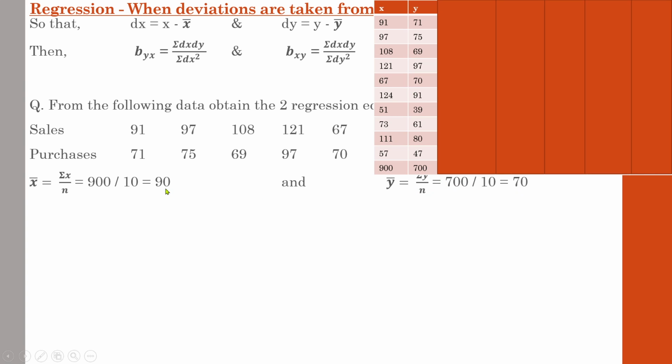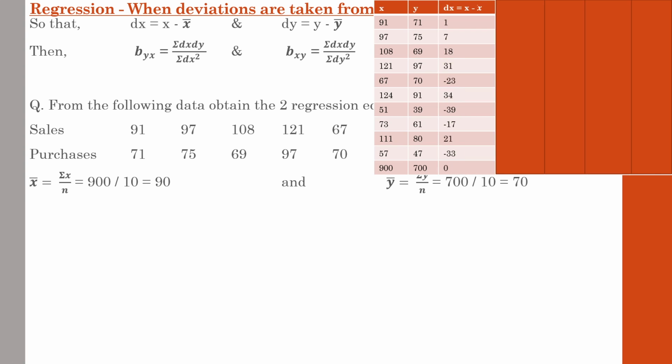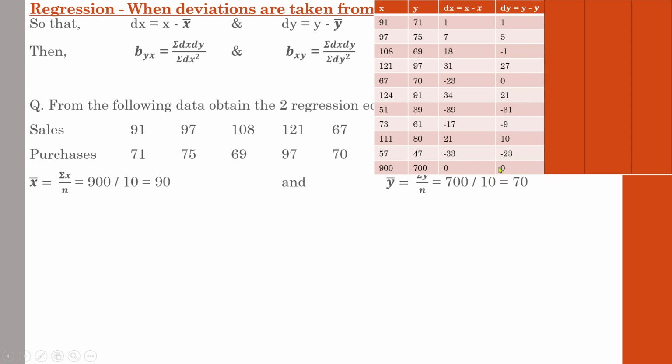Once you have found the means of x as well as y, next you need to find dx. Here dx is computed on the basis of actual mean, because you have already found the mean of x and y. So dx is x minus mean of x. Here it is 90, so from each value you need to deduct 90: 91 minus 90, 97 minus 90. Likewise, you need to find dx. I hope you know how to find dx. And once you have found dx, if you take the total, you get 0. Here the totals of dx as well as dy will be 0.